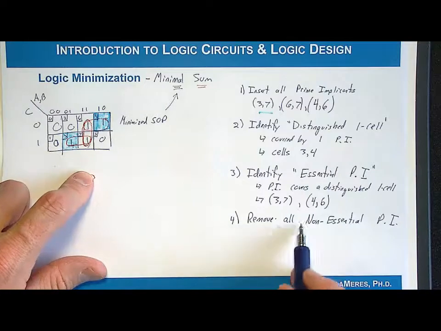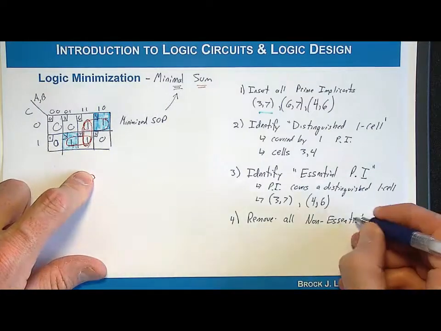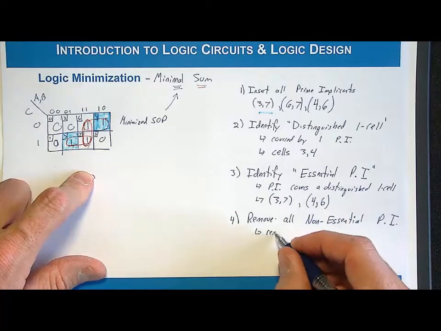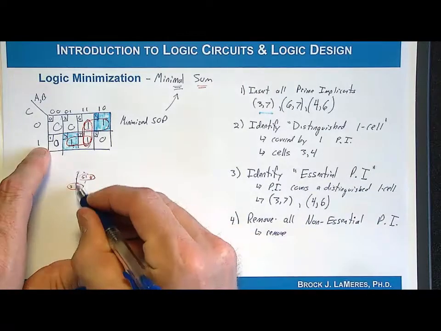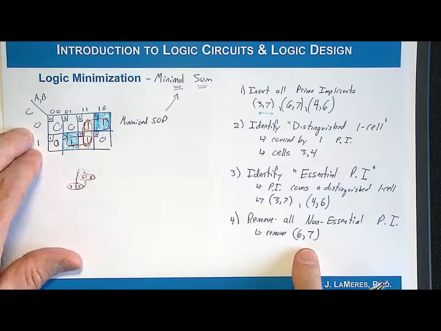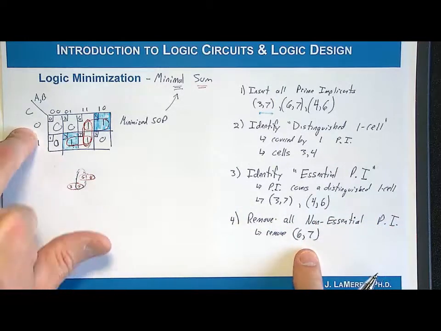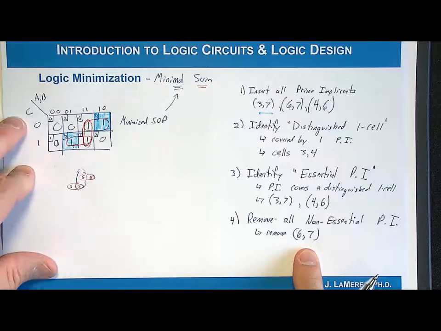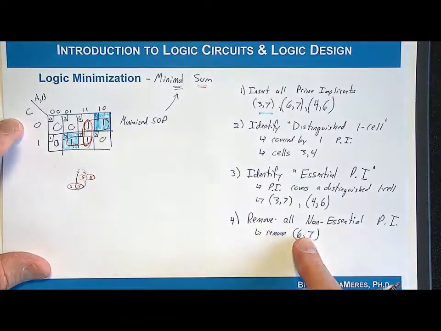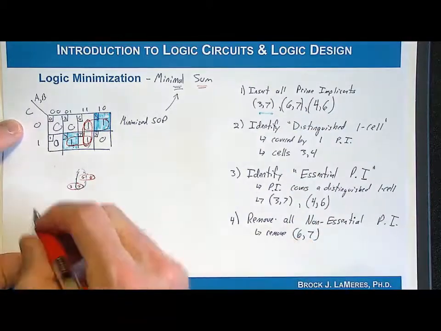But by default, anything that is not essential is called non-essential. So we can remove this other one, which is this 6, 7 prime implicant, and the result will be what we call a minimal sum of products, because all that's left are prime implicants which cannot be removed, but by following this process they cover all the outputs that are associated with an output of 1.